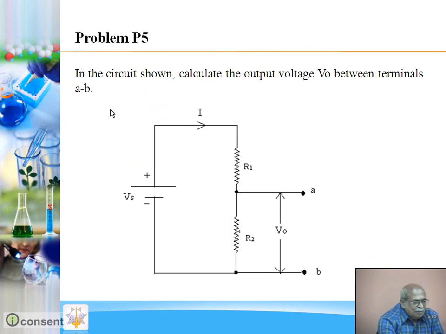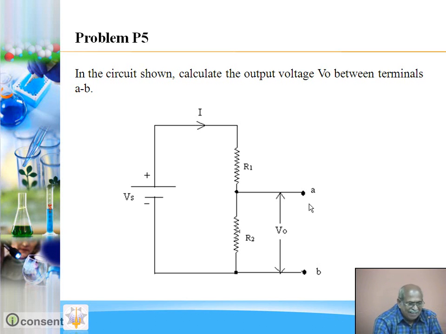Come to next problem. The problem appears simple, but it has important applications. In this figure, a cell or a battery Vs supply voltage is connected to resistances R1, R2. We have to calculate output voltage VO across resistance R2, or output voltage between terminals A and B.